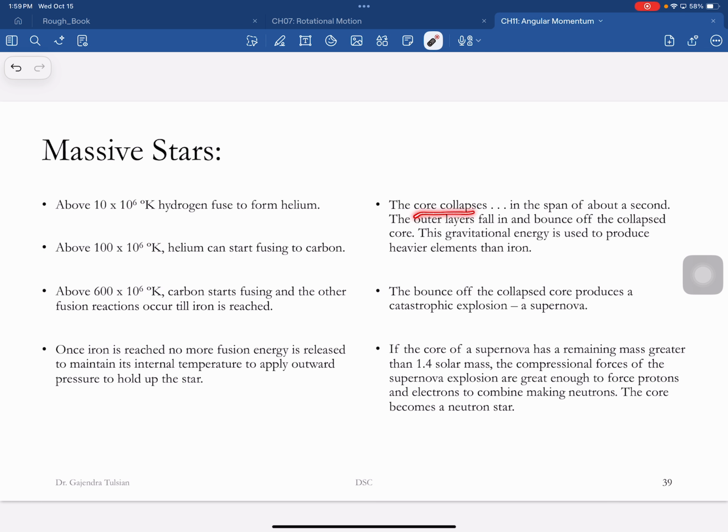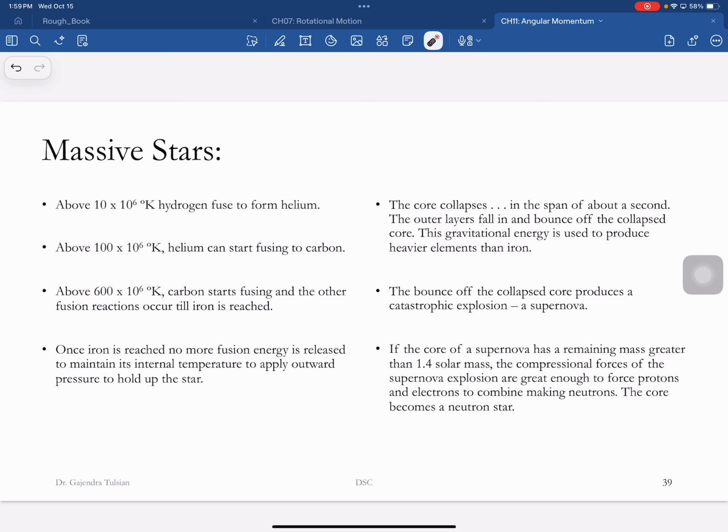So the core collapses in the span of about a second. The outer layers fall in and bounce off the collapsed core. This gravitational energy is used to produce heavier elements than iron. The bounce off the collapsed core produces a catastrophic explosion, a supernova. And if the core collapse has a remaining mass greater than 1.4 solar masses, the compressional force of the supernova explosion can be great enough to force protons and electrons together to make neutrons. So that core contains all neutrons, and that's a neutron star.